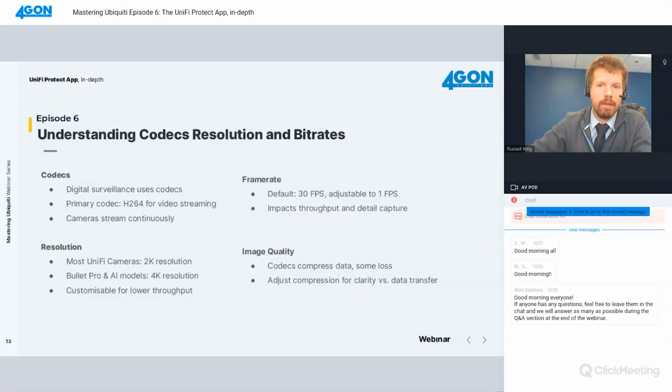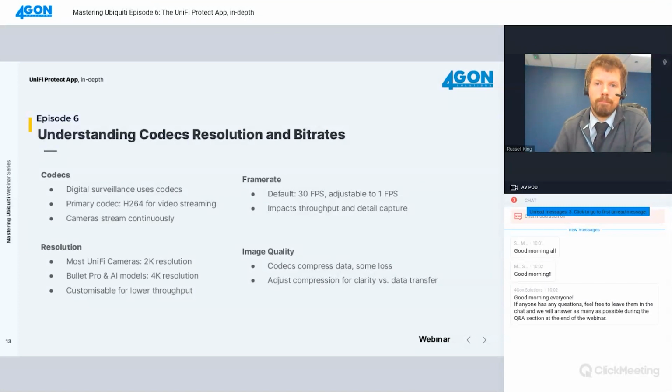So let's start with the codecs. Codecs are very important for transporting the video footage from the camera to the NVR. A codec takes the digital footage and compresses the data before passing it over the network. This reduces the throughput requirement considerably, and there are several different codecs available for video and audio compression. The primary codec used in the industry is H.264, which is UniFi Video's choice for their cameras. It's worth noting that UniFi cameras stream all the time, regardless of whether they are being monitored or recorded.